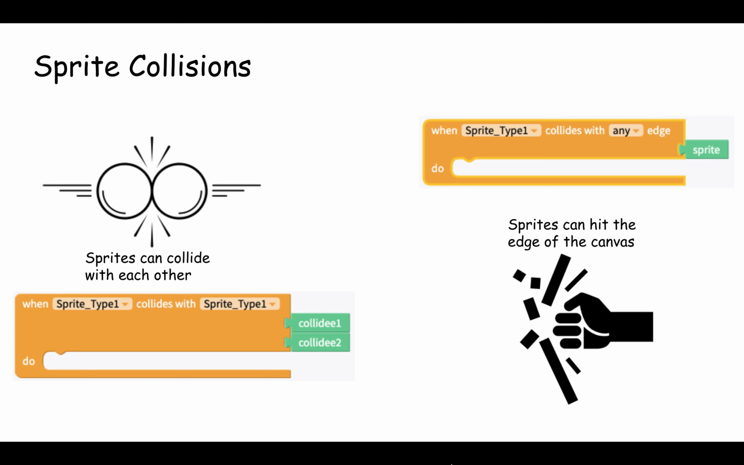Sprites can also have collisions. Sprites can collide with each other or with an edge, and we'll use this to do things like make the aliens change direction when they hit the edge of the screen, or make an alien blow up when the sprite representing the laser hits or collides with the sprite of an alien.